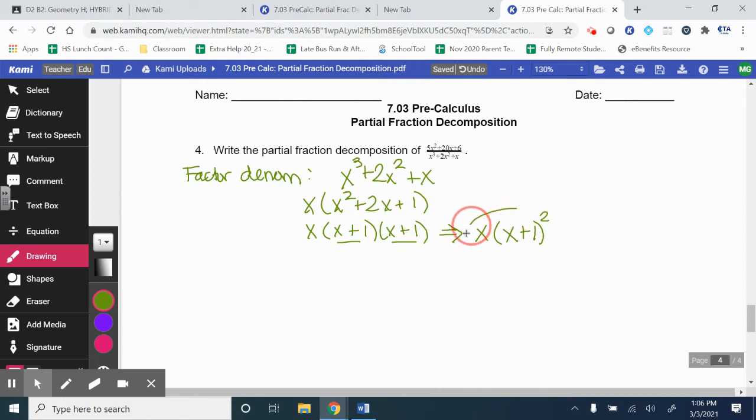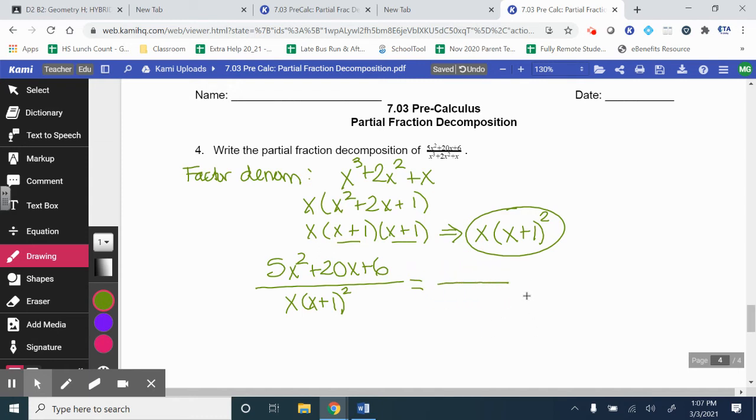All right, so now I'm going to take this denominator and put it into my denominator. So replace the original. So 5x squared plus 20x plus 6 over x times x plus 1 quantity squared. That's going to now equal, let's keep it all in green here. And actually, what I'd like you guys to do is pause your video and set up your partial fraction decomposition. So this one, you should have 3 different fractions. Go ahead and give it a try.